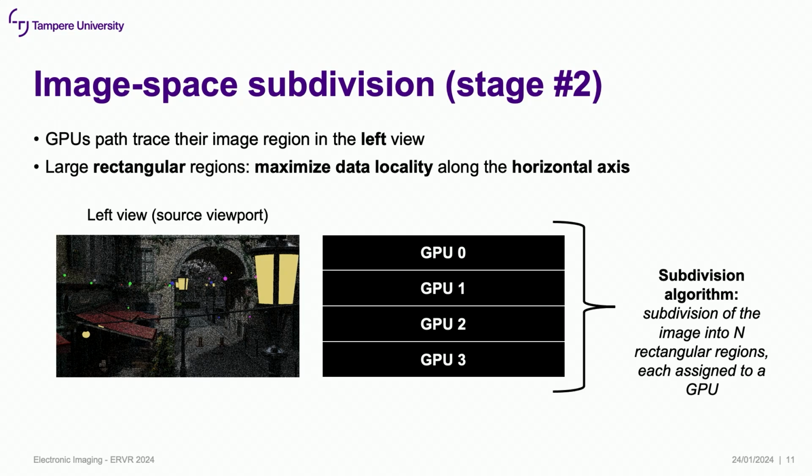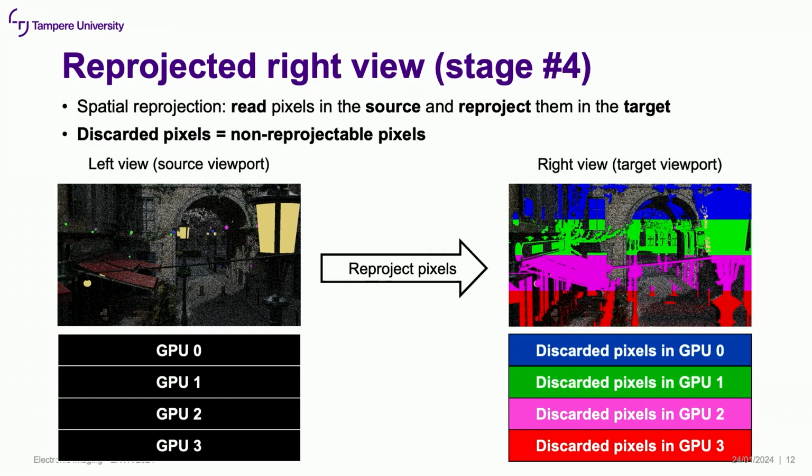So, the next slide. First we rasterize the pixels. Then when we want to reproject the views, we reproject them from the left to the right view. This means that all the pixels will be reprojected from their source position in the left view to their target position in the right view. The problem here is that if the target position of the source pixel is not in the same GPU, it means that the reprojection is not possible. And then in that case, the pixel will be discarded.